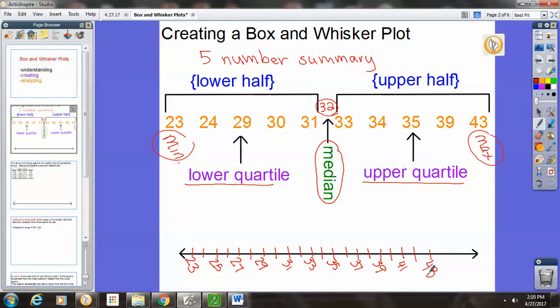Okay, so once we have our number line drawn, we're going to put dots at each of those 5 numbers that we said were important to be part of our graph. So our minimum is at 23, so we'll put a dot at 23. Our maximum is at 43, so we'll put a dot at 43. Our median is at 32, so we'll put a dot at 32. Our lower quartile is at 29. And our upper quartile is at 35.